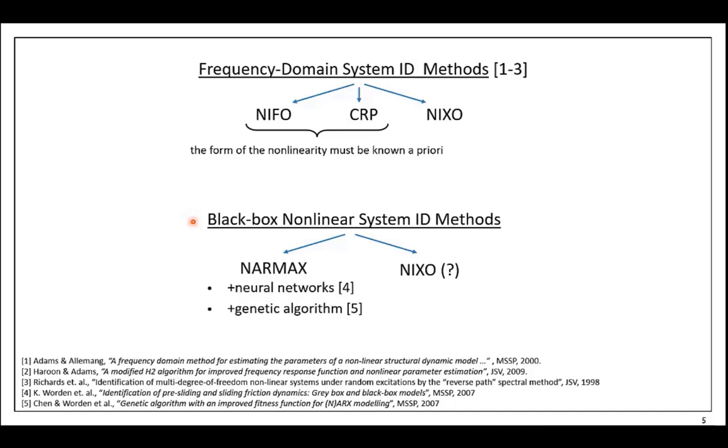Before we dive into this topic, I would like to also mention that, to the best of my knowledge, the most mature black box ID method available nowadays is NARMAX, supported by either neural networks or a genetic algorithm.